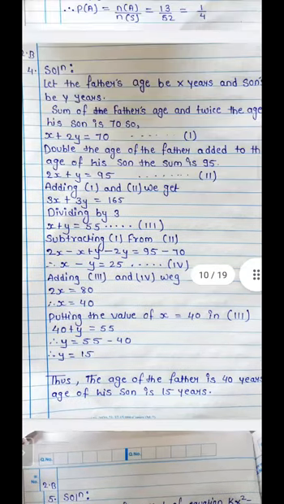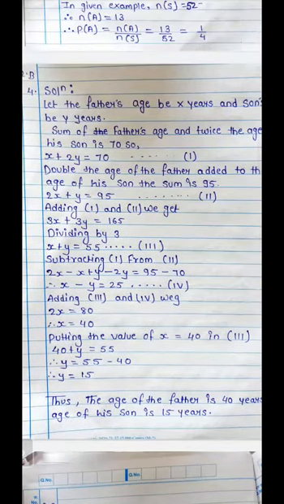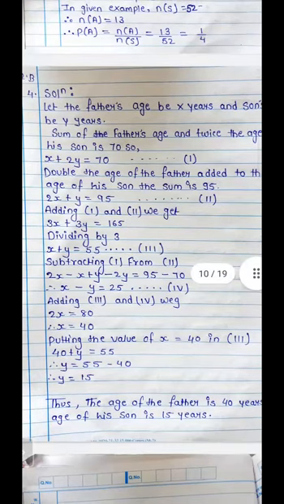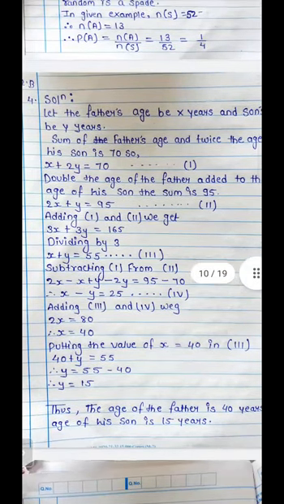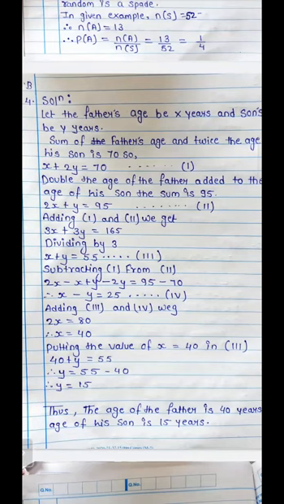ये तुम लोगों ने लास्ट टाइम भी, लास्ट जो प्रीलिम है ना, सेकंड प्रीलिम, उसमें भी तुमको आया था ये क्वेश्चन. अब यहाँ पे क्वेश्चन क्या दिया है, 2b का नंबर 4, फादर्स एज और उसके सन का एज बोला है. The sum of father's age and twice the age of his son is 70. If we double the age of the father and add it to the age of his son, the sum is 95. Find their present ages.